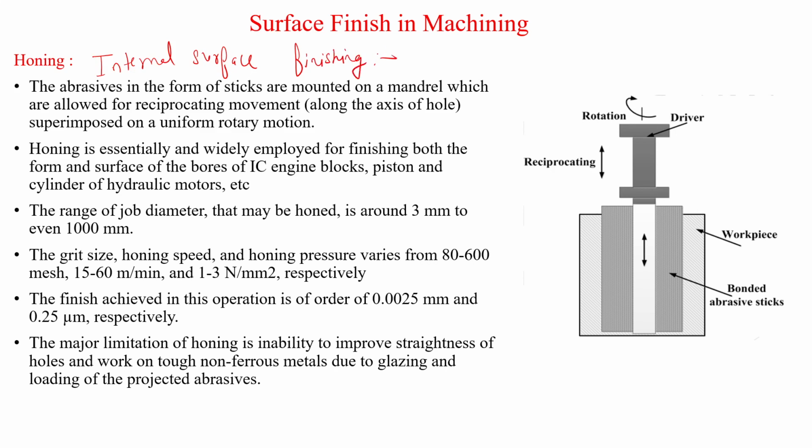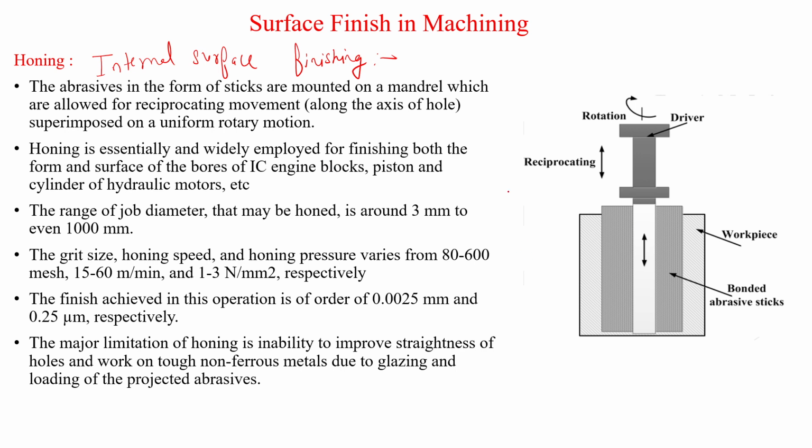In lapping we did finishing of both surfaces, but in honing we do only the finishing of the internal surface, not the external surface. So what is there?